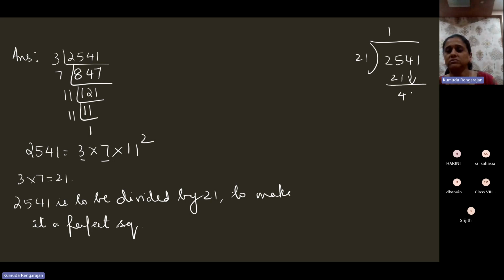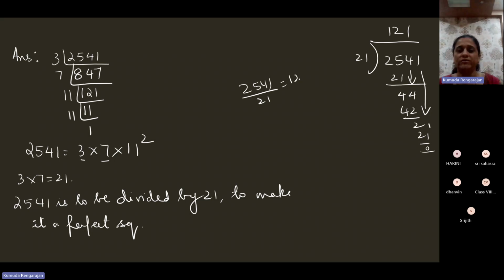When you divide 2541 by 21, you get 121, and you know that 121 is a perfect square. The question is, what is the smallest number by which it should be divided so that the resultant number, the quotient, is a perfect square? If you divide 2541 by 21, the quotient is 121, and 121 is a perfect square. 11.